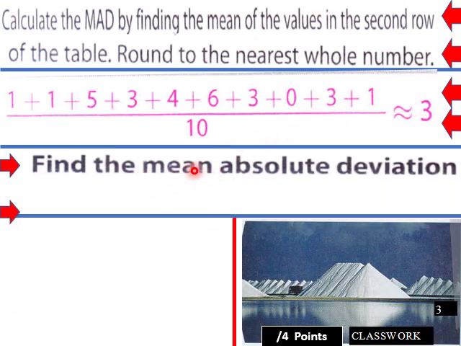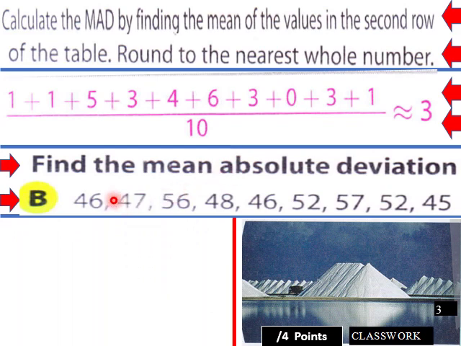So to find the mean absolute deviation for B, we got a different data set here. We found the mean of the previous. Here's our second set. Find the mean absolute deviation of this data set: 46, 47, 56, 48, 46, 52, 57, 52, and 40.